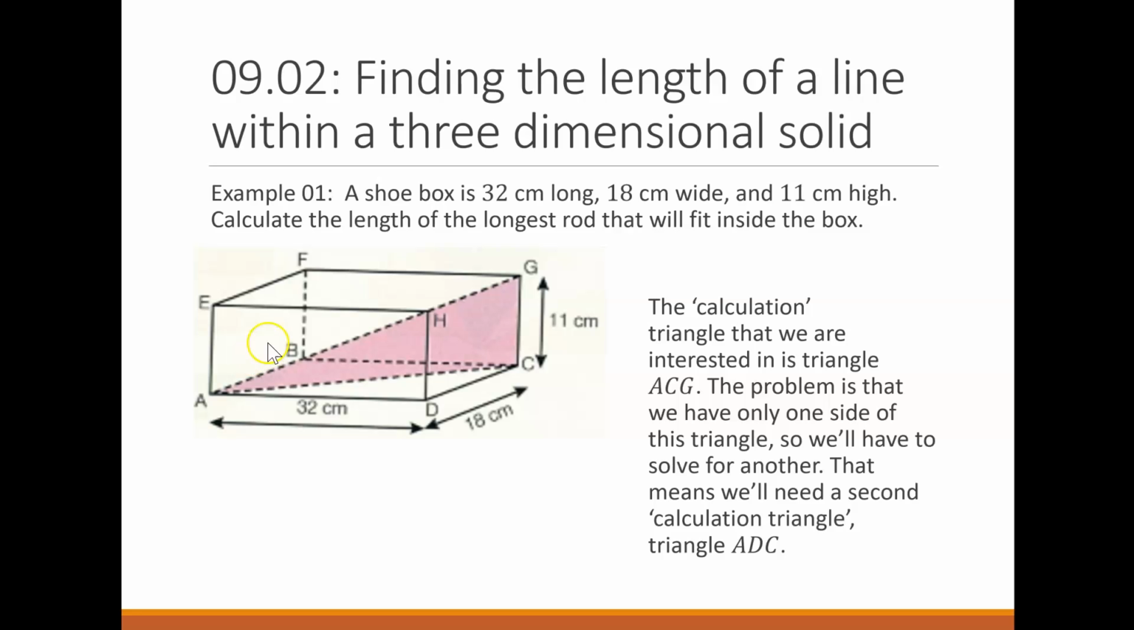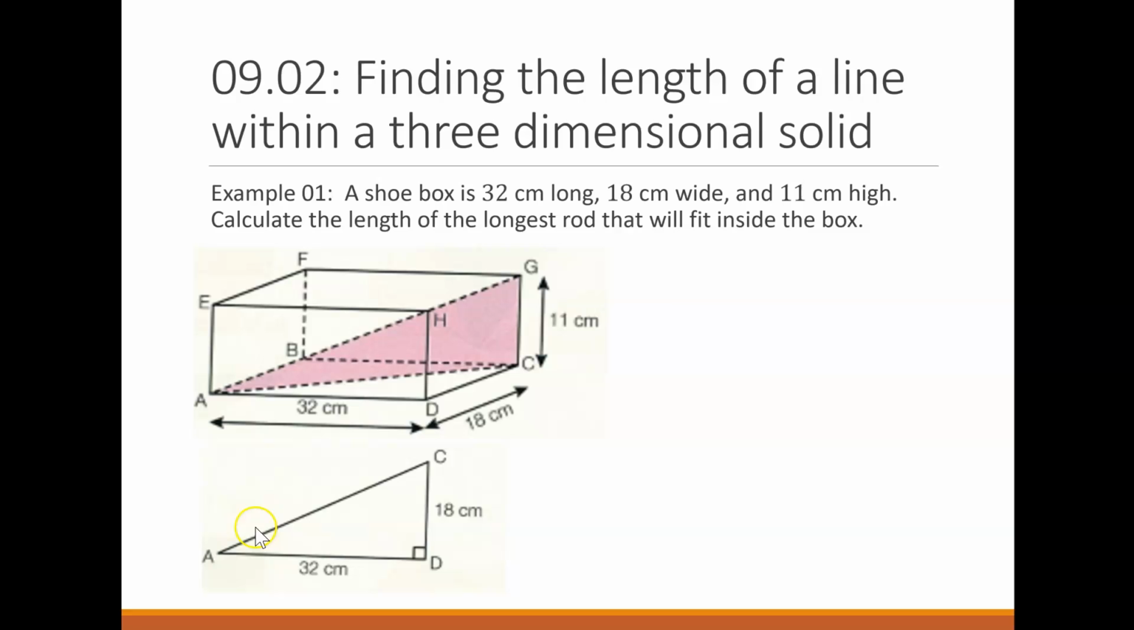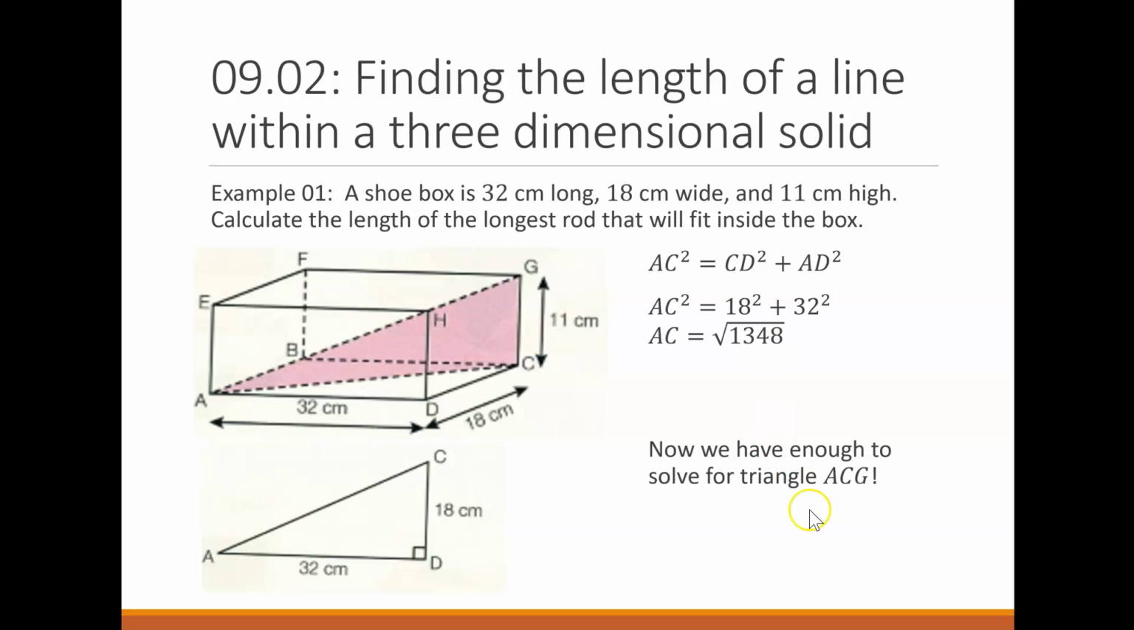So I'm going to look for a second calculation triangle that involves the side AC and 2 measurements that I do know. Anybody see a triangle that does that? CDA. Yeah, CDA here, right here in the front, on the bottom. So I can solve that using the Pythagorean Theorem. And I get that the segment AC is the square root of 1348, which is like 33 something, 34 something. But that's what we needed in order to solve for AG, right?